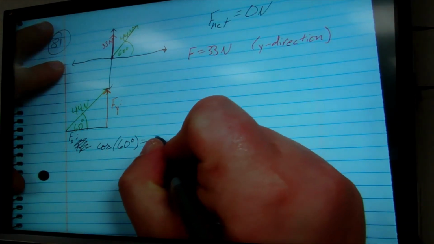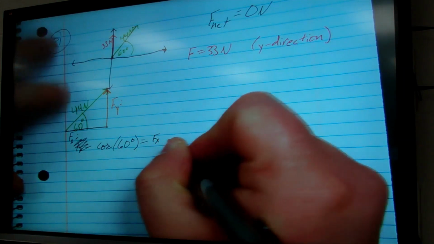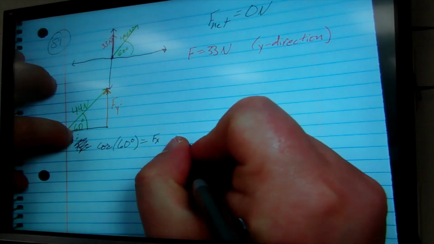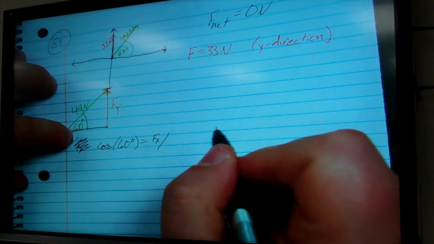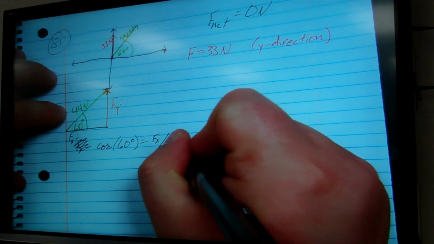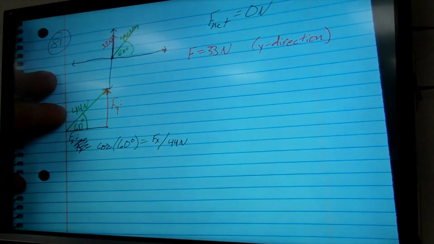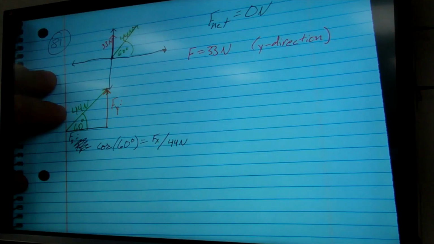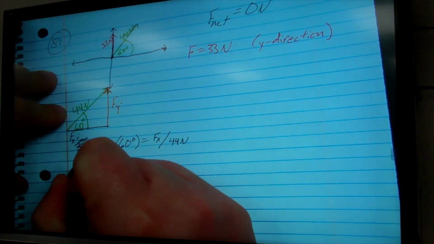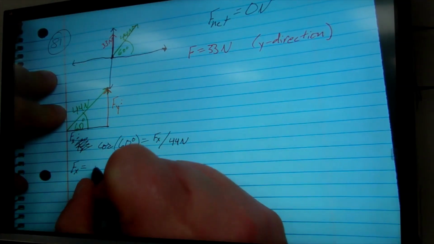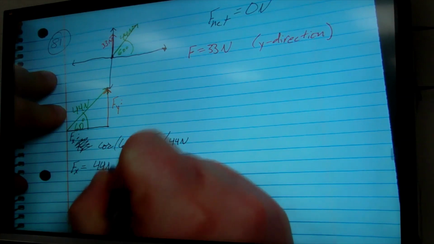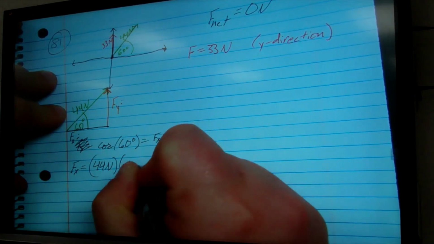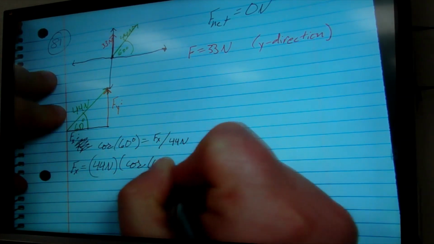Adjacent over hypotenuse, so that's the cosine of 60 degrees, which is equal to F sub x, the adjacent side, divided by the hypotenuse, which is the 44 newtons. So F sub x equals 44 newtons times the cosine of 60 degrees.